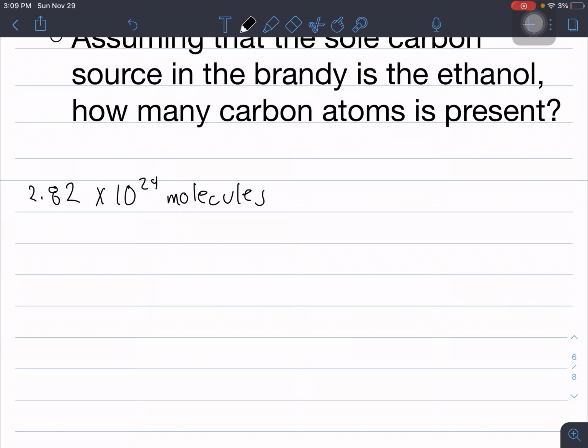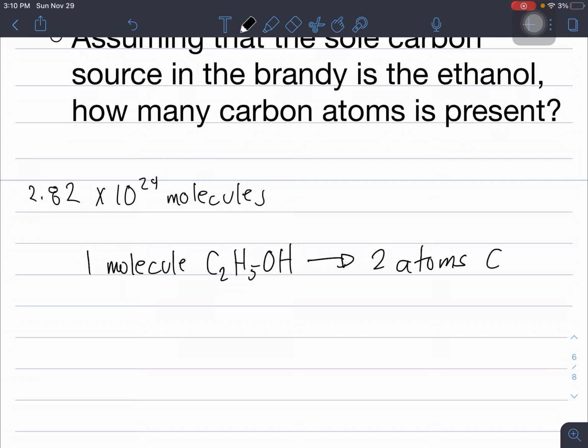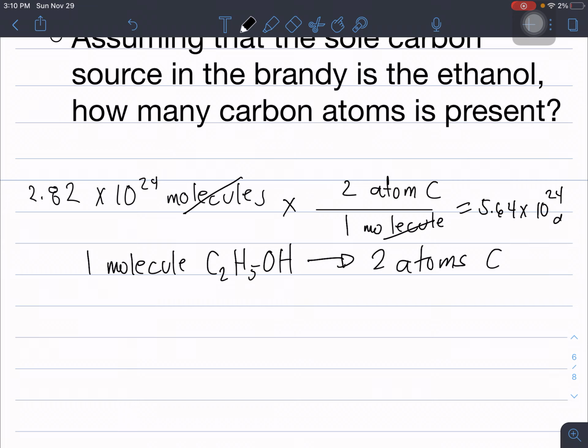And as we already knew, in 1 molecule of ethanol, there are 2 atoms of carbon present. This is what the subscript tells us: in every 1 molecule of ethanol, there are 2 atoms of carbon present. So 1 molecule at the bottom and 2 atoms of carbon at the top. So cancel similar units. The answer will be 5.64 times 10 raised to 24 atoms of carbon. Okay, so this is the final answer.